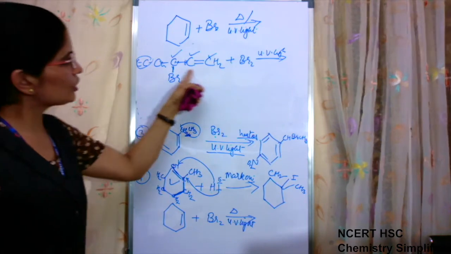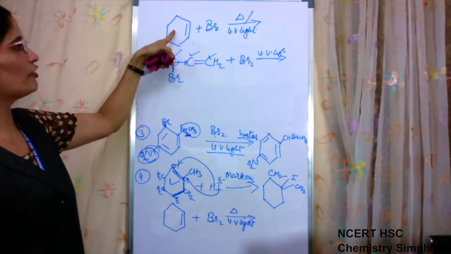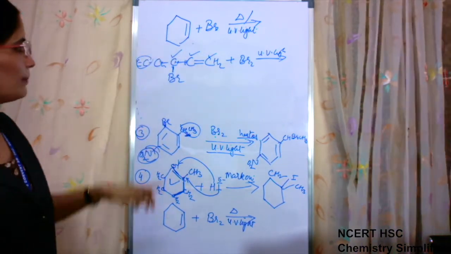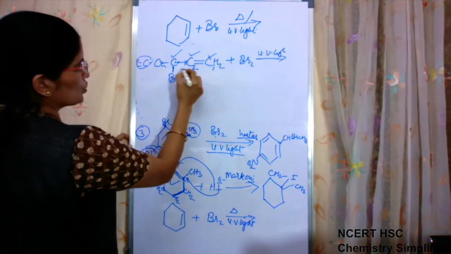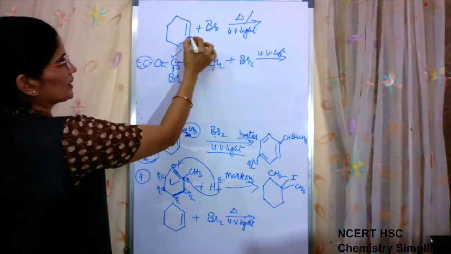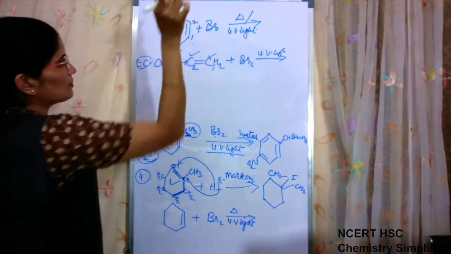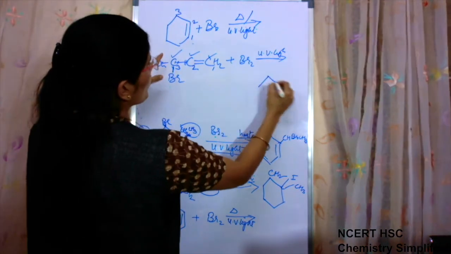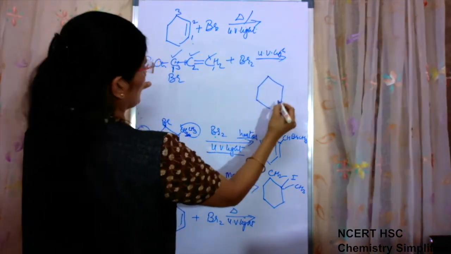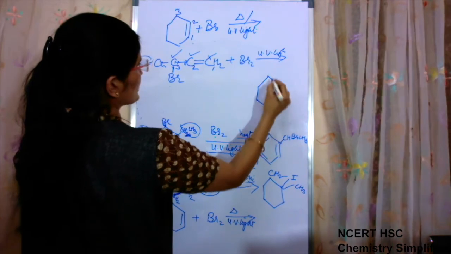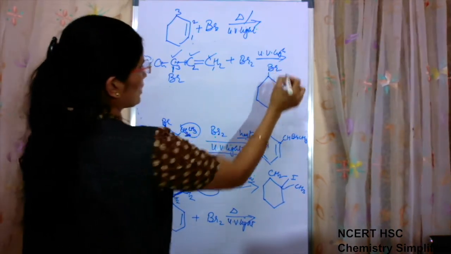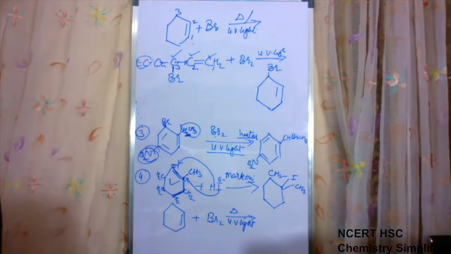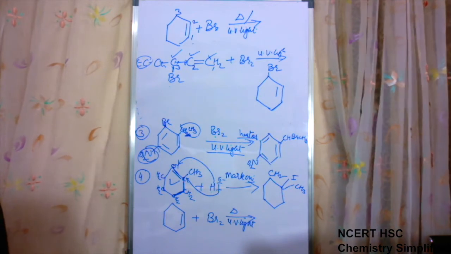So instead of straight chain, it is present in the form of cycle. So what will happen? 1, 2, 3rd कार्बन पर ब्रोमीन आ जाएगा. So the product will be, double bond will remain as it is, and Br will come here. This will be your allylic bromination product.